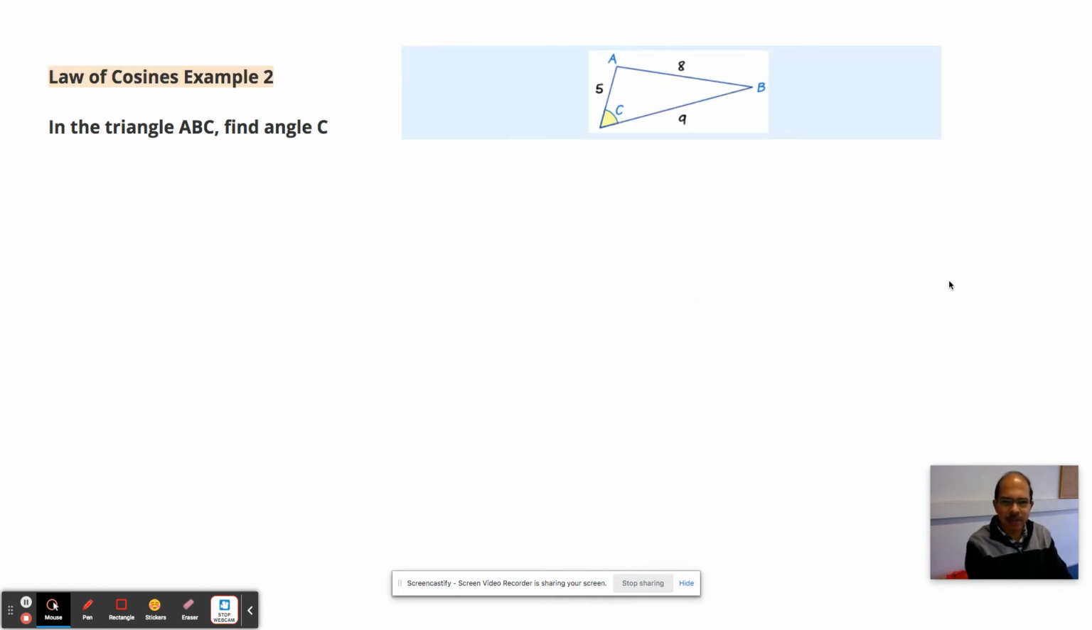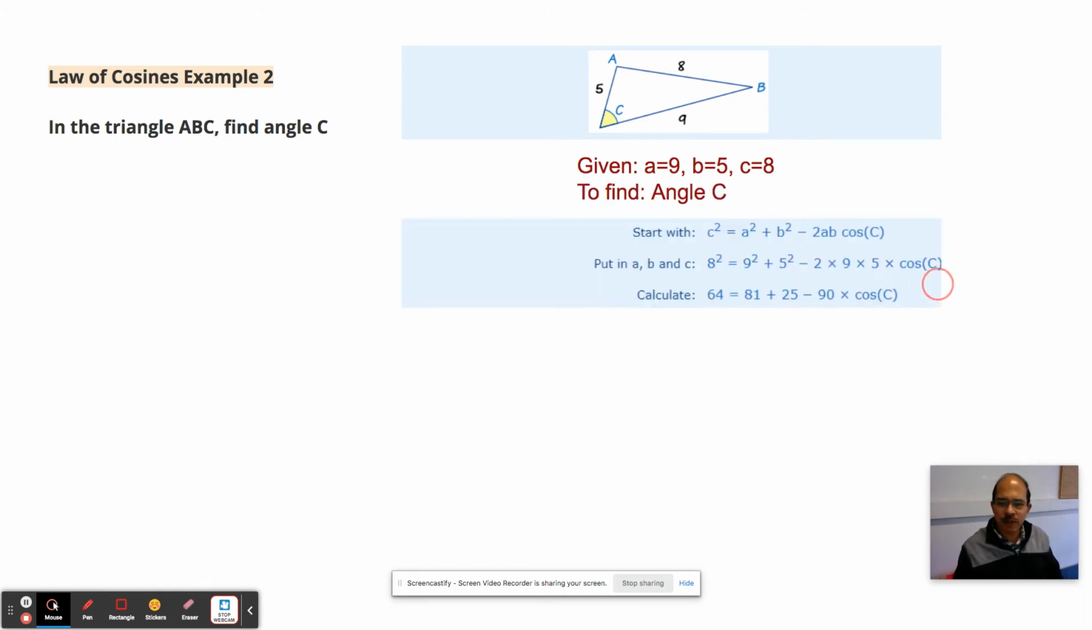Here's another example. In this case, you're given three sides, but no angle, and you're asked to find an angle. You can still apply the law of cosines. Let's write what's given and what's to be found. Let's use the expression that contains the angle that you want to find. In this case, C. So we begin and end the formula with C. Plug in all the terms.